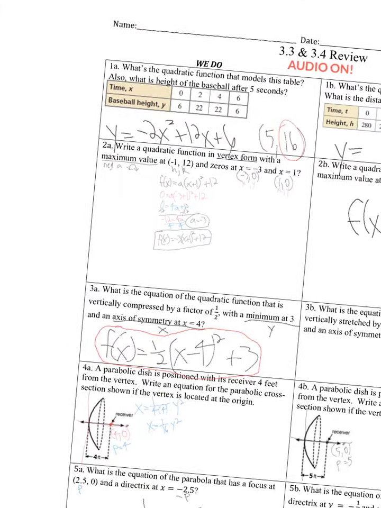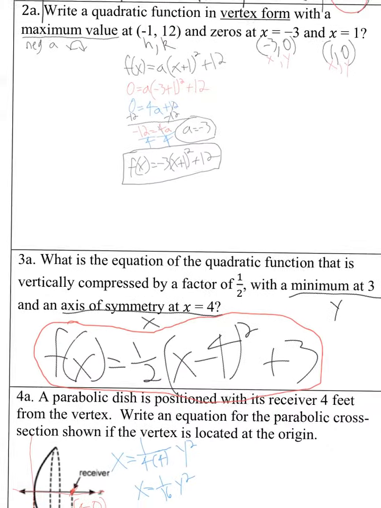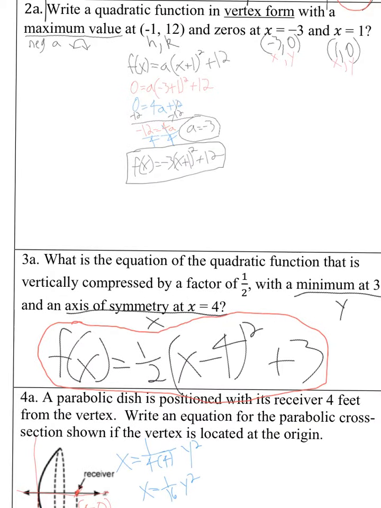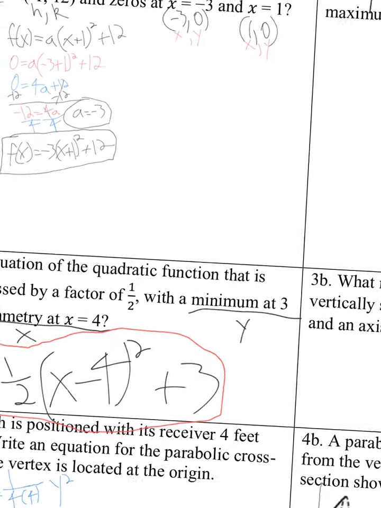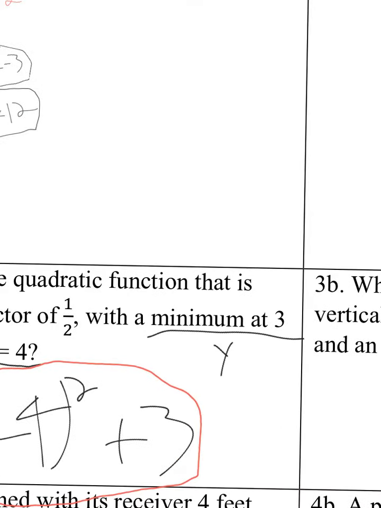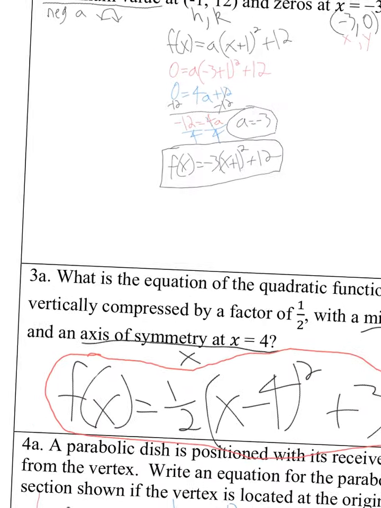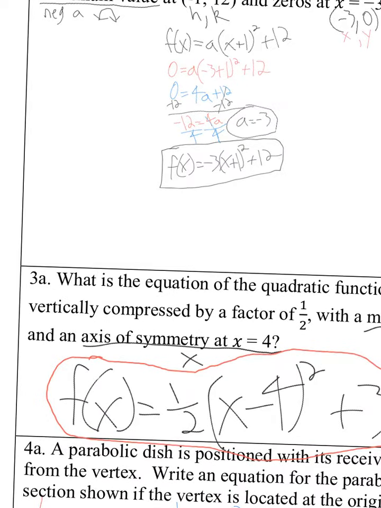Okay, that's your hint. 3a: what's the equation of the quadratic function that's vertically compressed by a factor of 1/2 with a minimum at 3? So minimum at 3, that's a y value, because the minimum or maximum is the y value. And then it says axis of symmetry at x equals 4, so that's obviously an x value. If it's talking about minimum and maximum, it's talking about the vertex. So that's going to be in your 3.3 notes.